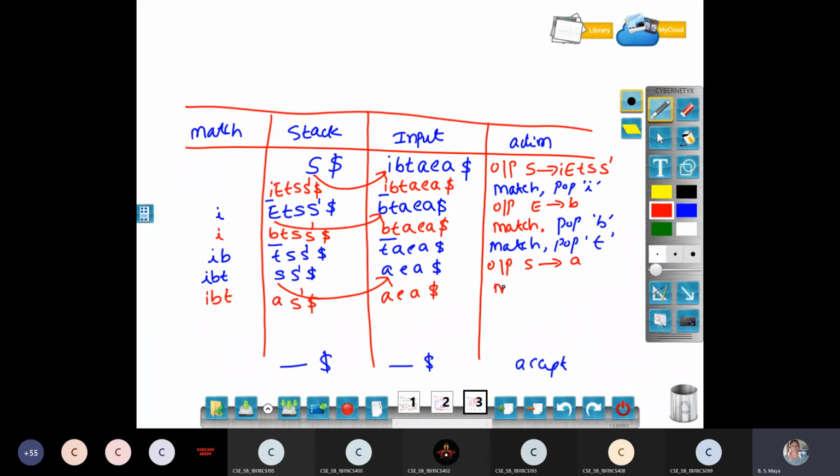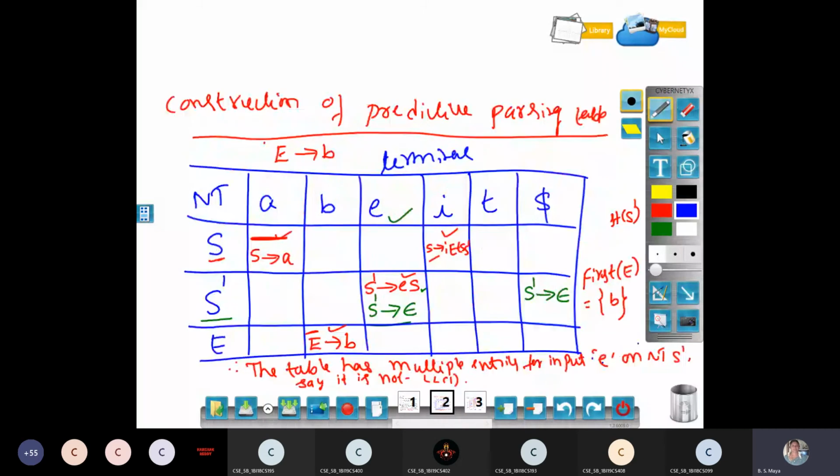Okay, now A matches. You can write match, pop A from the stack. Because of matching this A, you will get IBTA. The remaining is S' and dollar, here EA dollar. Now you have to check what is the production of S'. See S' on E. We have to check S' on E.